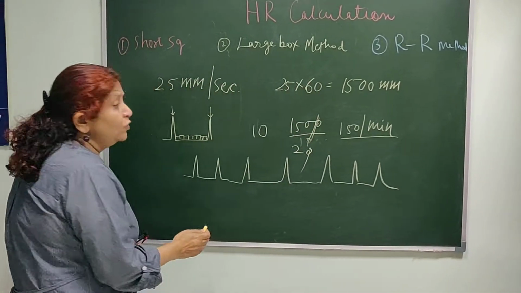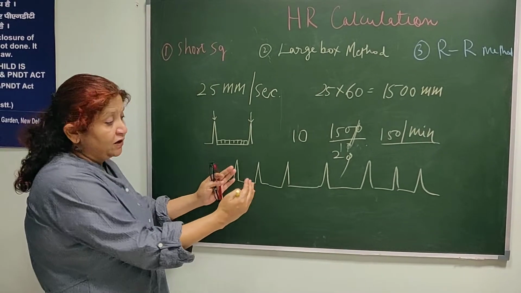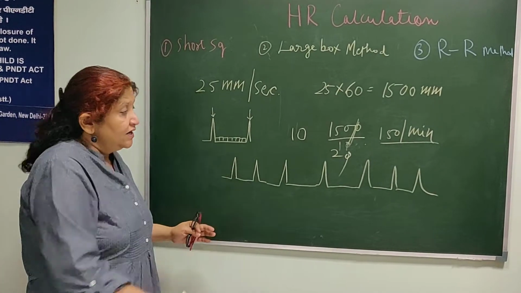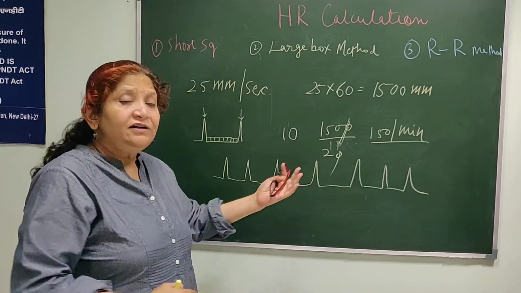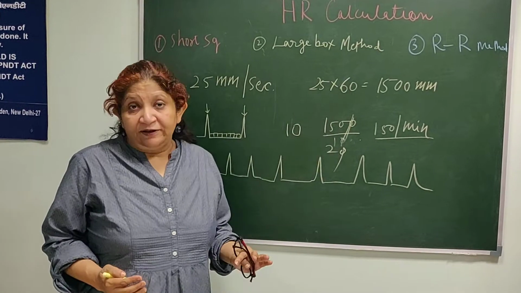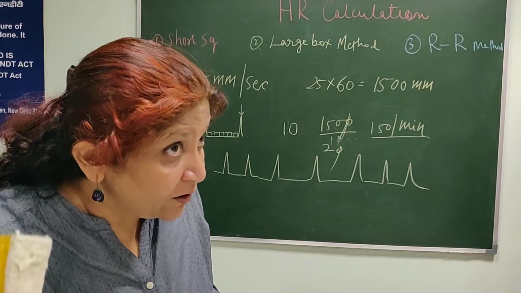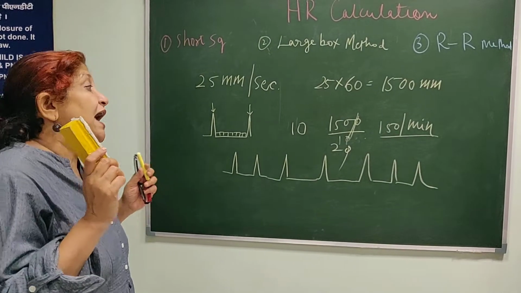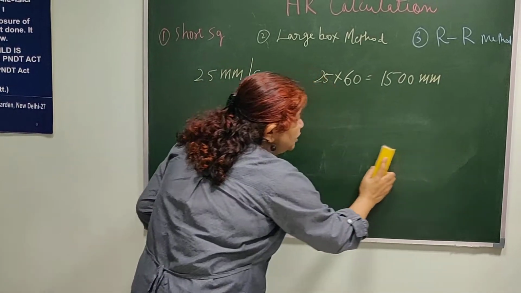So if you calculate the small segments in between this RR interval, the heart rate will be more, because the number of small segments will be less. And if you calculate the small segments in between this RR interval, the heart rate is slower. So you don't know which is the true heart rate. So it is not applicable for irregular heart rate. Alright, it is applicable for regular heart rate. And if heart rates are fast, that means more than 100 also, it is applicable, right? So this was the short segment or short square method.